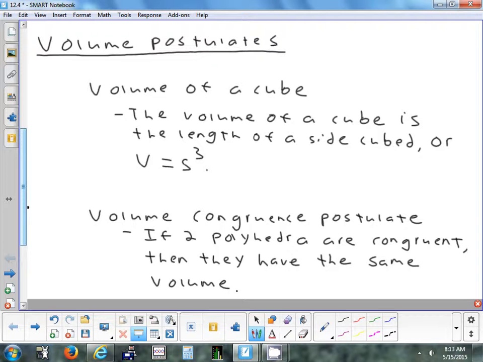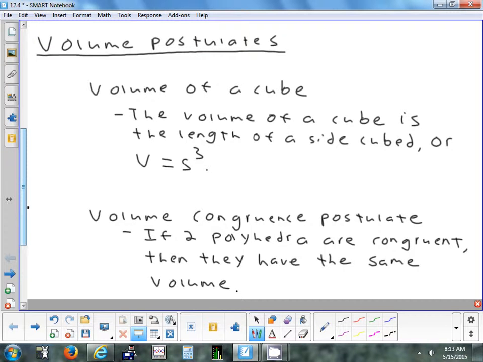Another fact about volume might be common sense to most people, but it says if two polyhedra are congruent, they have the same volume. So basically, we have two shapes that are identical, they're each going to hold the same amount of stuff. It's almost common sense.